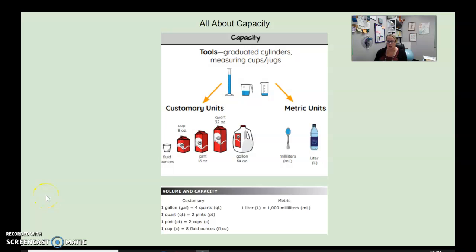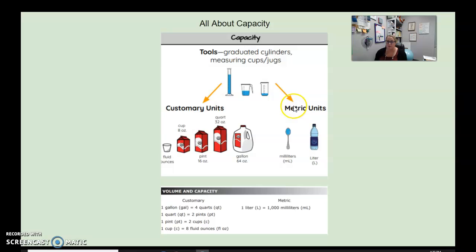All right, so let's talk all about capacity. So remember, capacity is how much liquid something can hold. So there are a couple of tools that we can use. We can use graduated cylinders, measuring cups, and jugs. And like we talked about in the vocabulary, these are things you should have seen in science.